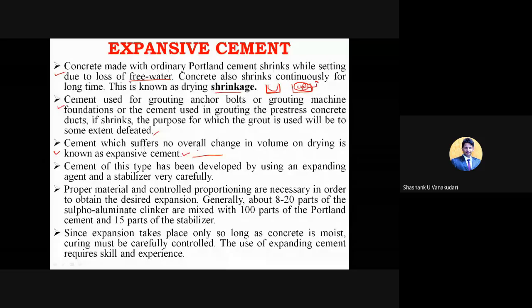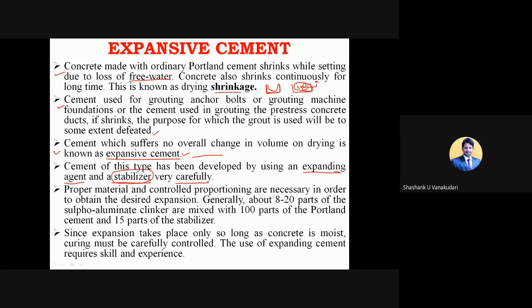That cement we can call expansive cement. So cement of this type has been developed by using an expanding agent and a stabilizer very carefully. Here they add certain additives which are good at expanding in nature, so they are called expanding agent and even the stabilizer. The stabilizer is also a material used to expand; I mean the stabilizer will have the main property of expanding in nature.